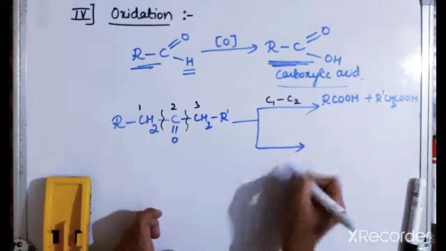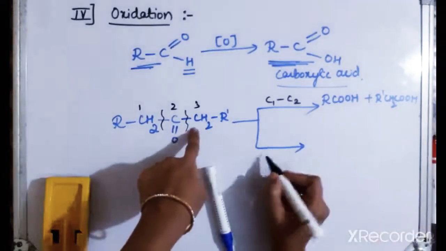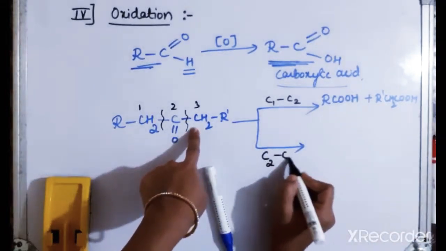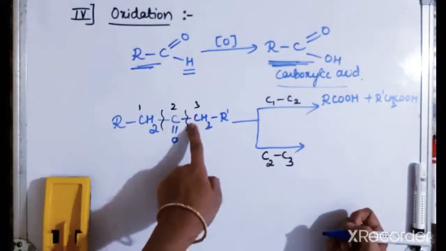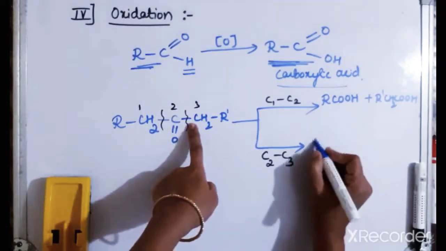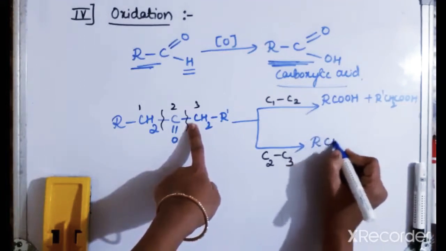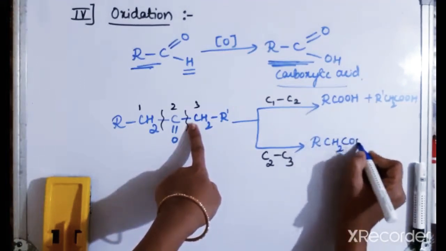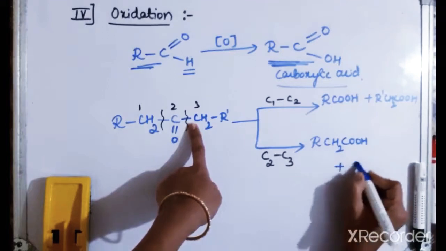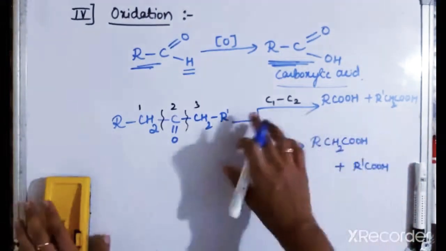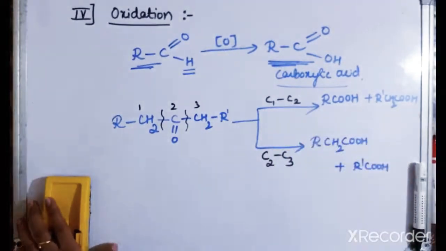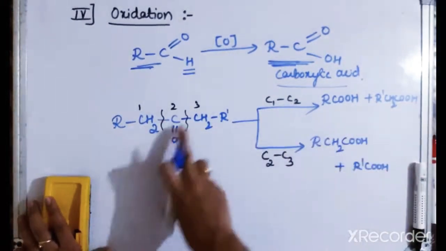If the oxidation takes place in this manner, that is, if there is a cleavage of the C2 and C3 bond, then there is a formation of products like RCH2COOH plus RCOOH. So like this we get a mixture of carboxylic acids as a product by the cleavage of these bonds.